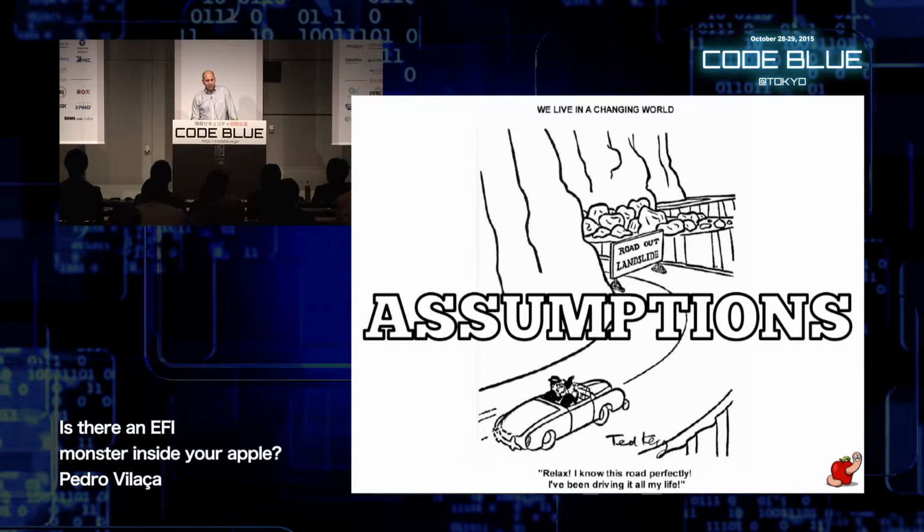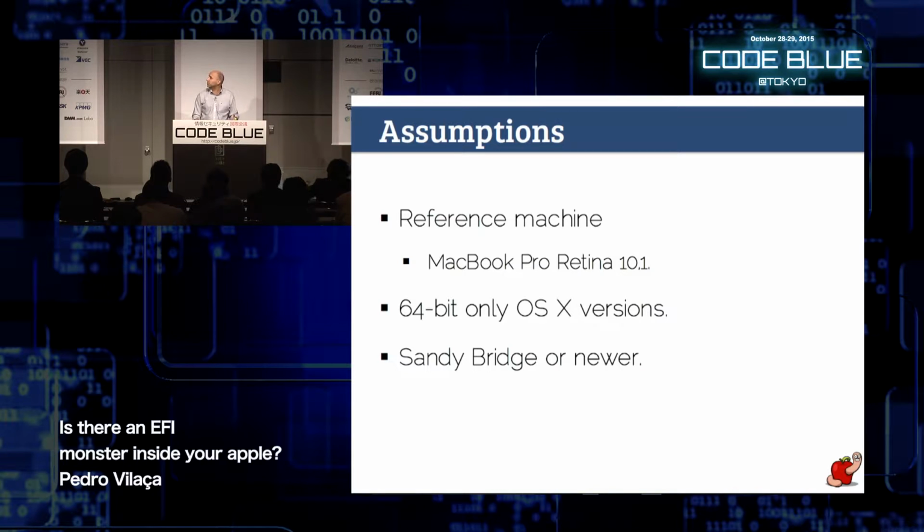Assumptions of this presentation. My research machine was that computer, a MacBook Pro Retina 10.1. This means if you try with different machines, you'll see some small differences, but everything is more or less the same. As long as you find out what those differences are, you'll have no problem. I only care about 64-bit operating systems from macOS. The thing is, 32 bits is dead in terms of Apple, so I don't care about that.